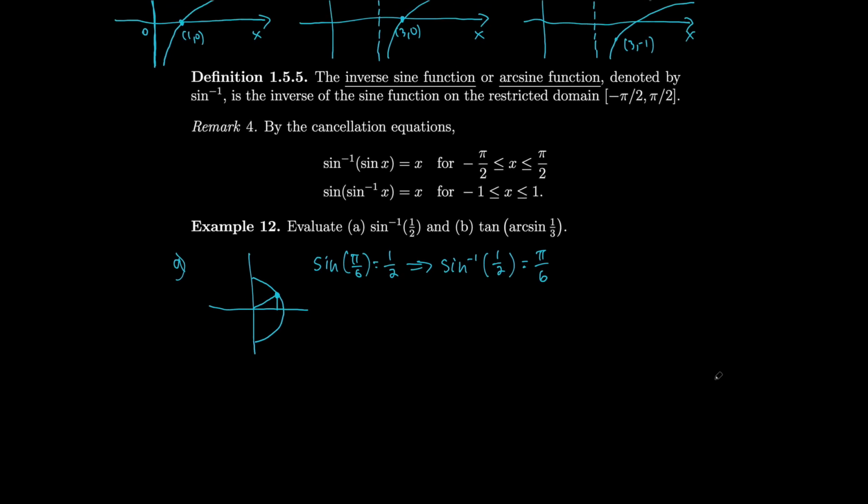Let's look at b now. How about we let theta equal arcsine of a third, and then we look at what the tangent of theta would be. This should make things a little bit easier when we can draw a triangle. Sine of theta would therefore be 1/3 by our cancellation equations, if you like. Okay, so let's draw a triangle.